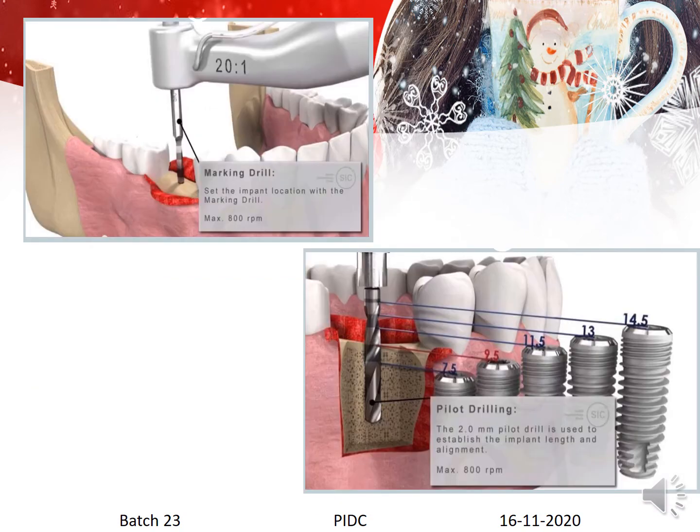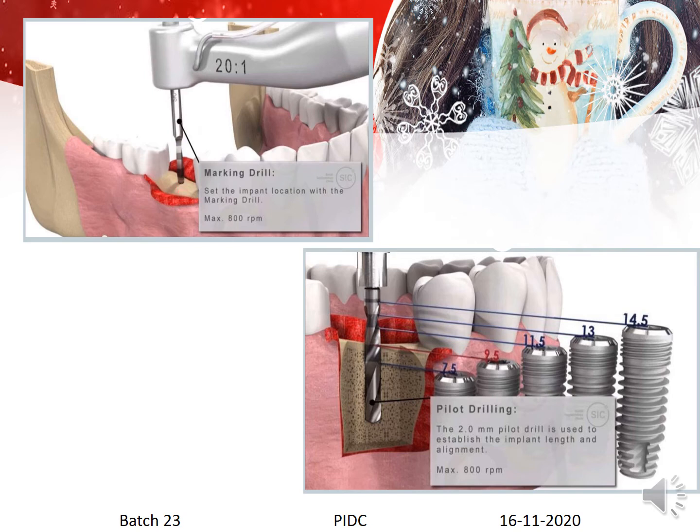After seeing my bone, I go on with the very first drill, that is my marking drill, where I set the implant location. I use a speed of around 800 RPM, not more than that, and see to it that whenever you place all these drills, saline is always directed towards the drills, so that there is not much bone necrosis because of the heat generated.